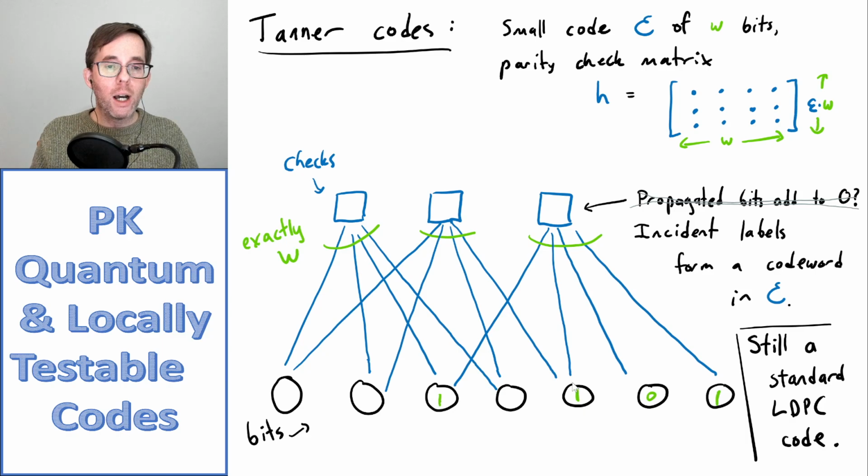if when you take these green bits and propagate them or push them along the edges to the incident checks, each check gets bits that add up to 0 mod 2. So each check is just checking that the sum mod 2 of its neighbors is 0. But in Tanner codes, you do something more sophisticated.